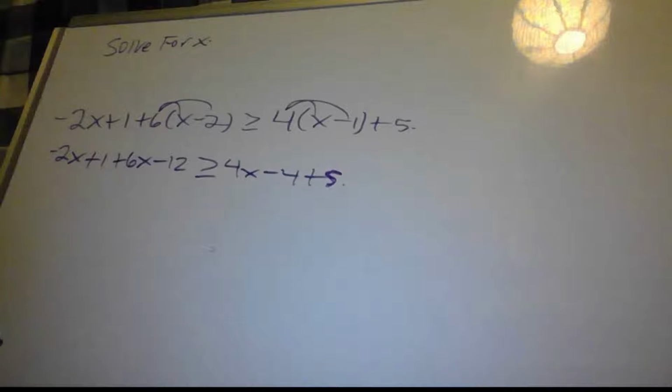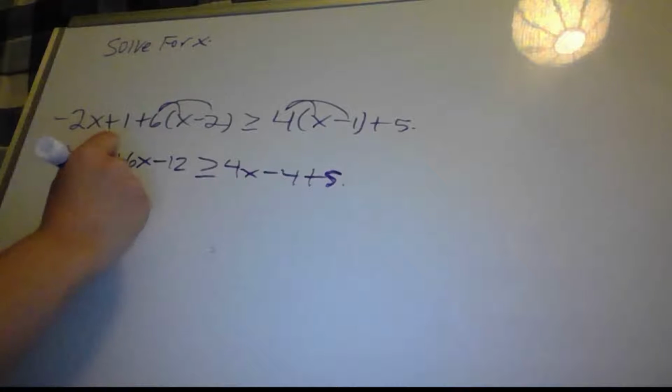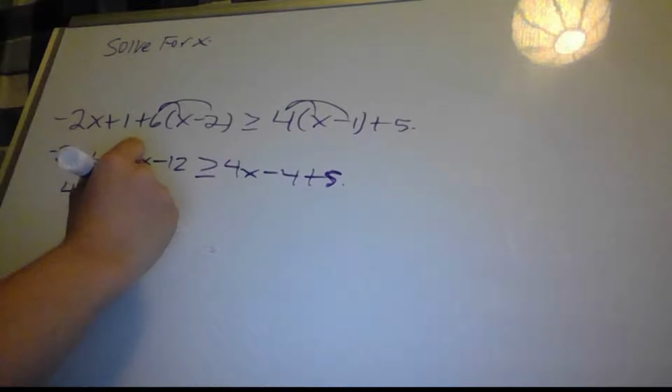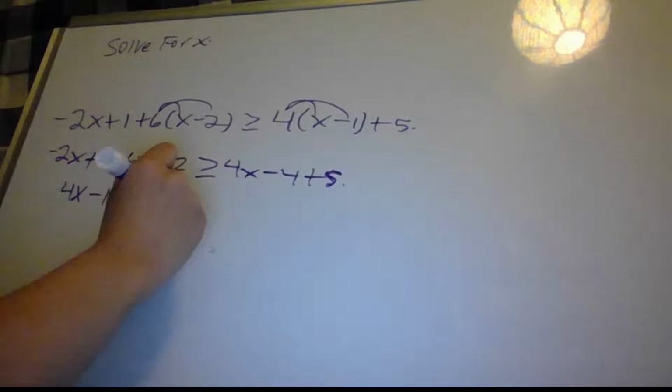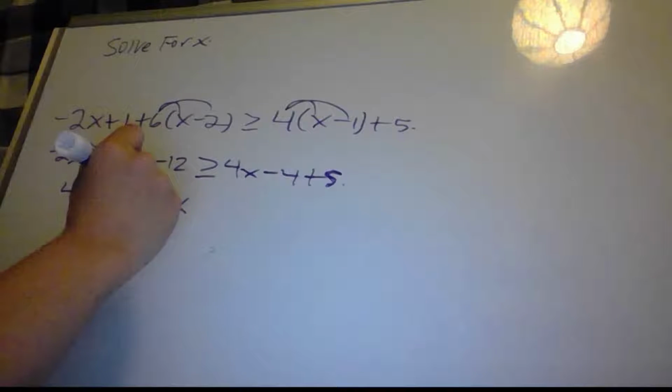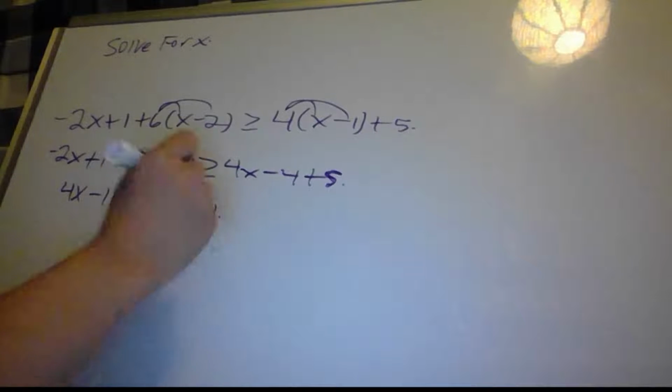And then from there, you just combine like terms. This is negative 2x plus 6x is 4x. 1 minus 12 is negative 11. That's greater than or equal to 4x plus 1, right?